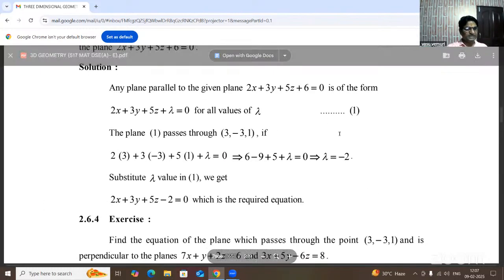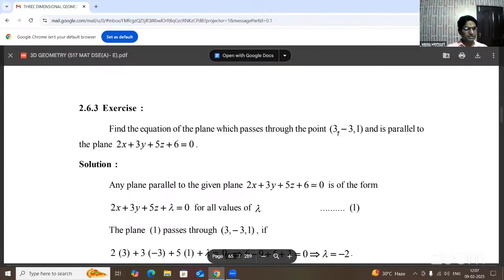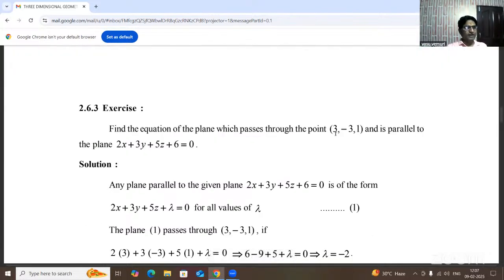Next one, see this one, 2.6.3. This is also one of the important problems. Find the equation of the plane which passes through the point 3, minus 3, 1. Now, in the above problem, the point is given, and it is also passing through the point and it is also perpendicular to the plane. How to form the plane equation? That is the above problem.